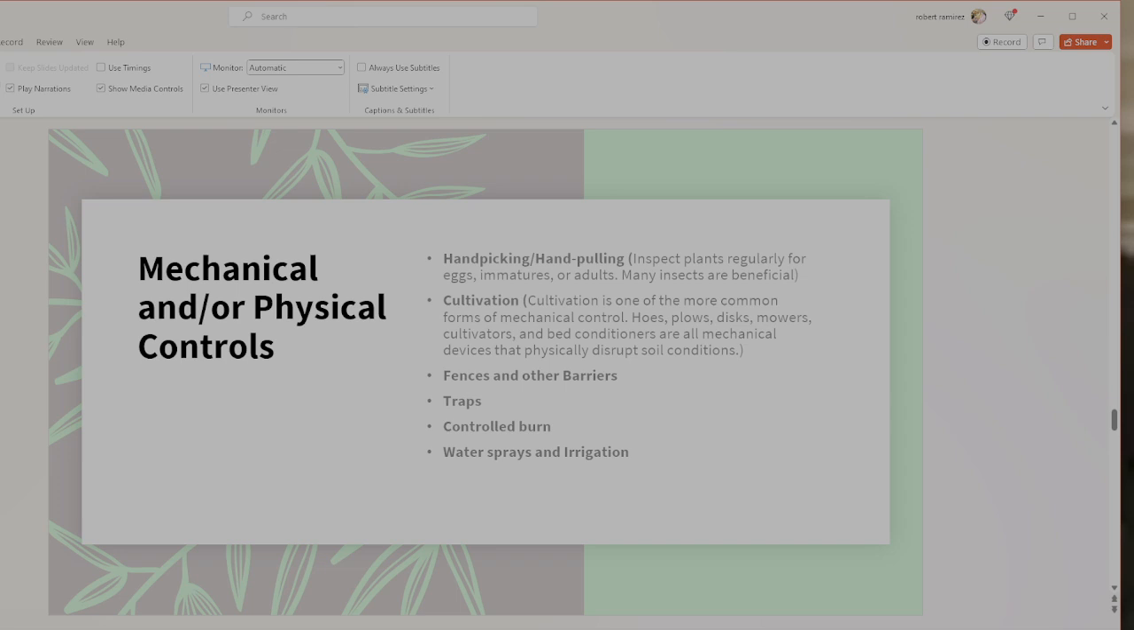Mechanical or physical controls. These are hand picking and hand pulling, cultivation, which is plows, hoes, mowers, fences and barriers, traps, control burns, water sprays, and irrigations. Those are all forms of mechanical and physical control.